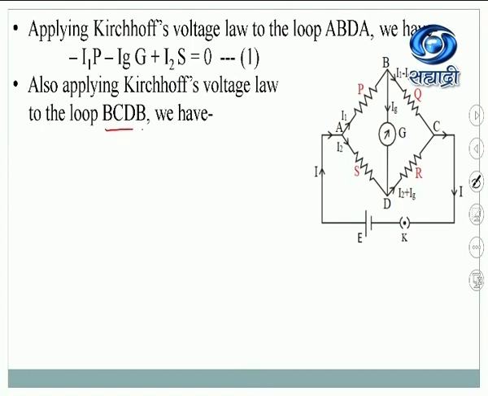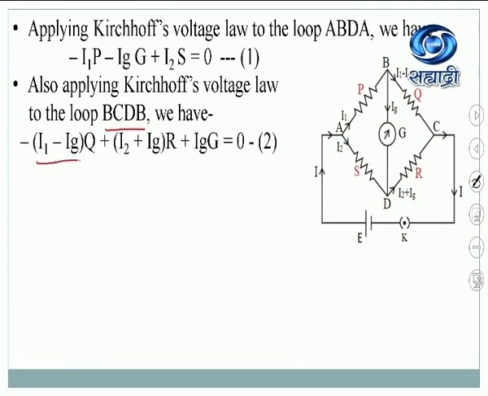Applying Kirchhoff's voltage law to the loop BCDB. This is simple now. What do we get here? Minus (I1 minus Ig) into Q. Then opposite, so this is plus. We are going in this direction, so this is plus (I2 plus Ig) into R. Then we are going in this direction, so against the direction, this is plus Ig into G equal to 0. So this is the second one.